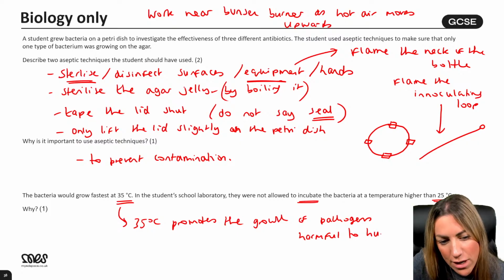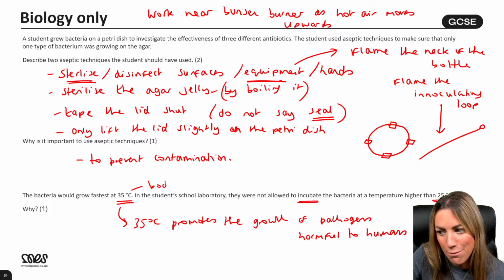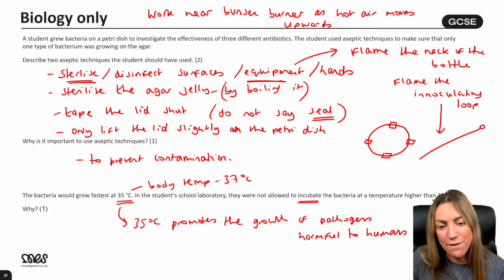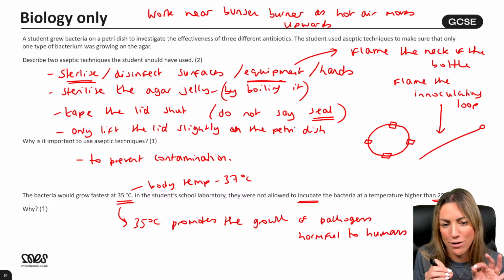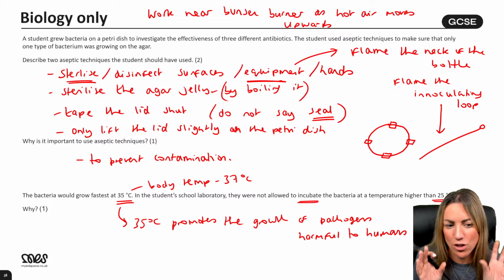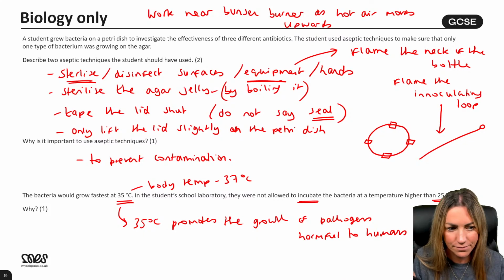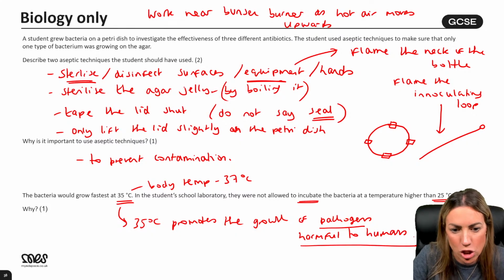Think about it like this, right? 35 degrees is very close to body temperature. Body temperature is what? 37? If you're keeping the bacteria at 35, that is the best temperature for human disease-causing pathogens to grow at. And if they spread, it could cause an outbreak of infectious disease. So 35 degrees promotes the growth of, now they were very specific on this, pathogens harmful to humans or harmful to the students.